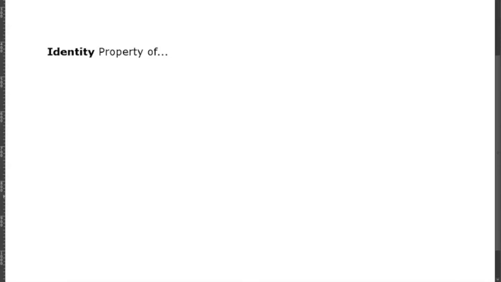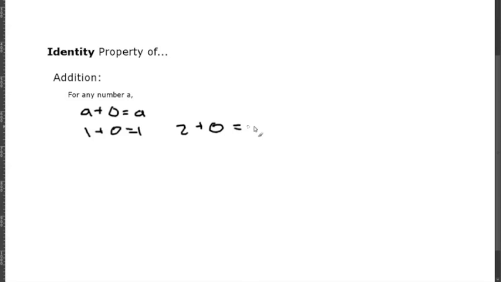Let's look at the identity property. The identity property of addition says that for any number a, a + 0 = a. That just means that 1 + 0 equals 1, 2 + 0 equals 2, 100 + 0 equals 100. So this property is saying that taking an addend a and adding 0 to it will never change the sum. So the sum will always be that addend that you started with.